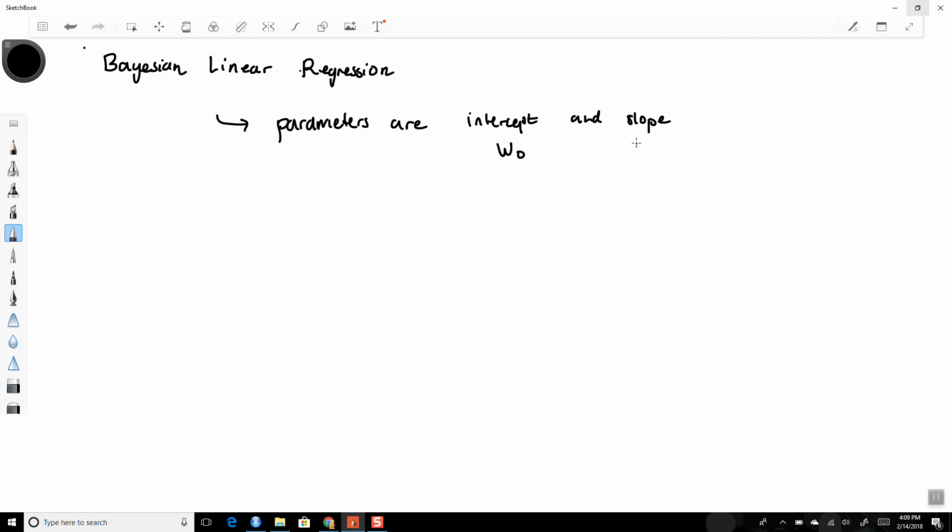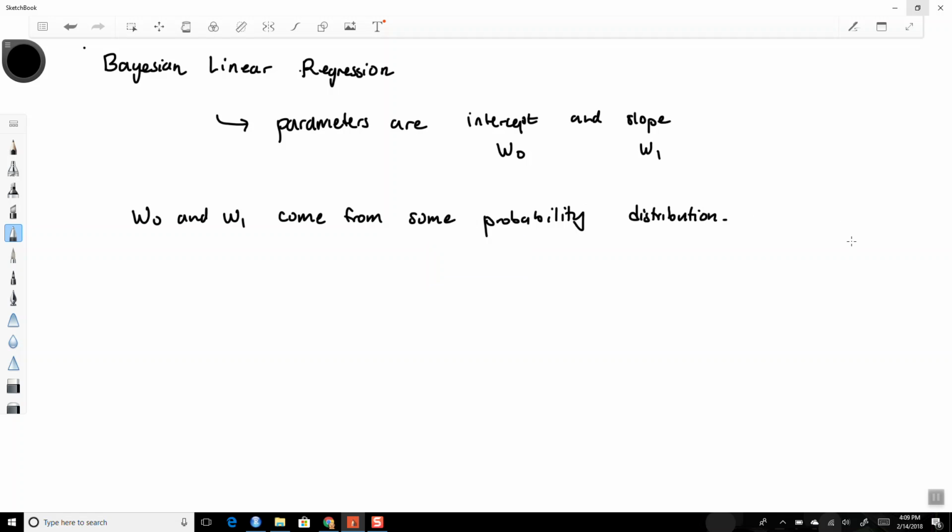So we will call the intercept W0 and the slope W1. And the idea here is that these parameters themselves come from a probability distribution. So W0 and W1 come from some probability distribution. Okay.